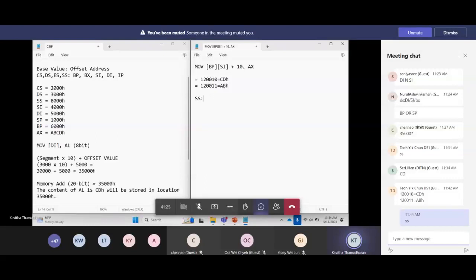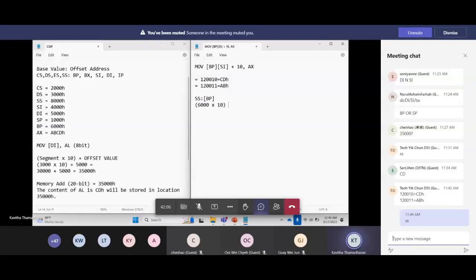So when you notice this question, you have two different registers over here, correct? If you are given more than one register, you only need to find the segment that pairs with the first register. So the SI, you no need to find. In this case, you only find the segment that pairs with BP.